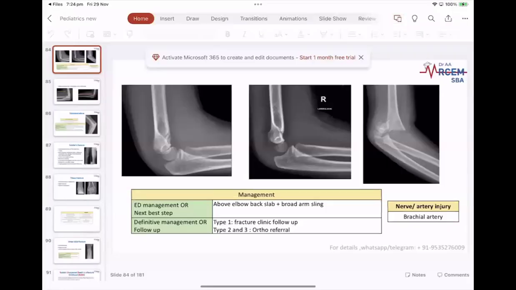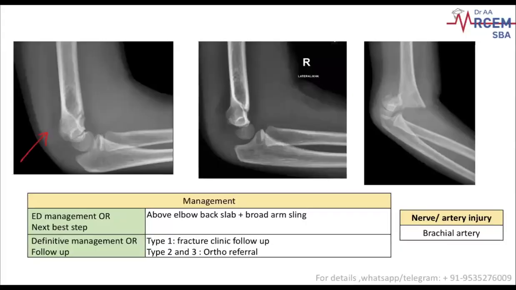The other way to put it across is you can see the black color behind this, which is suggestive of a posterior fat pad. A posterior fat pad in a pediatric age group, we are always suspecting a supracondylar fracture. That is another way to suspect a supracondylar fracture. Most commonly injured nerve or artery, if you ask me, it is the brachial artery which gets injured in supracondylar fractures.